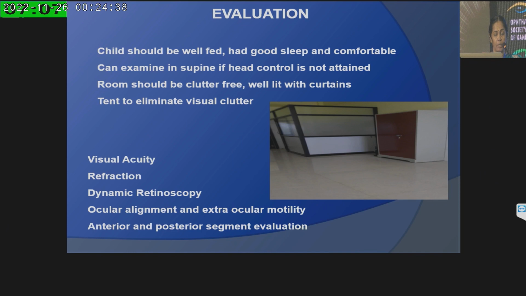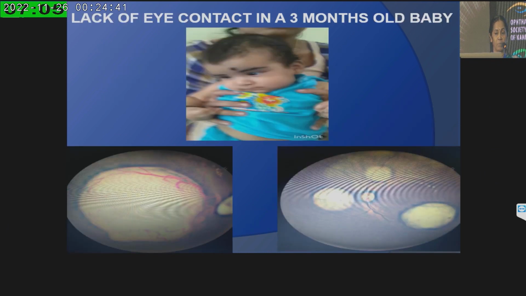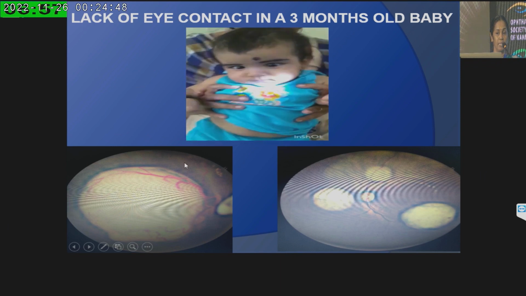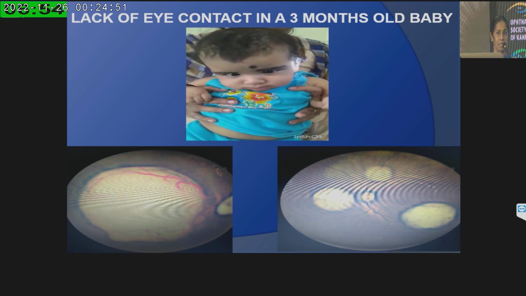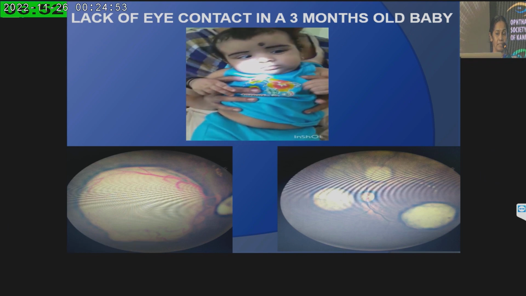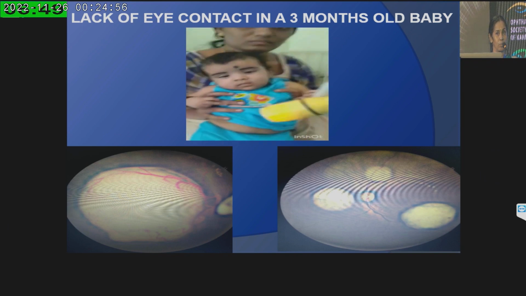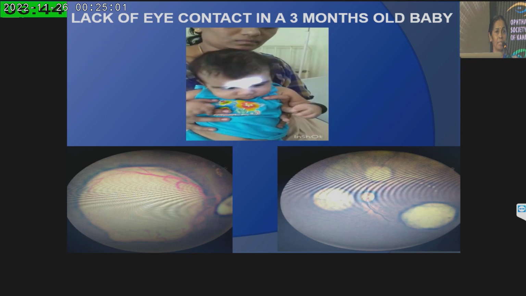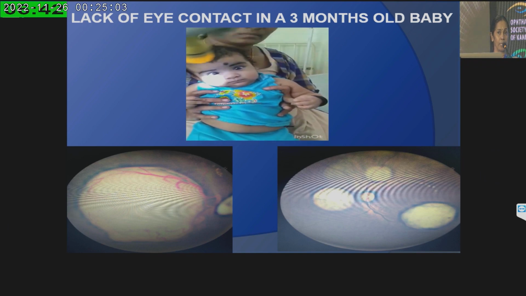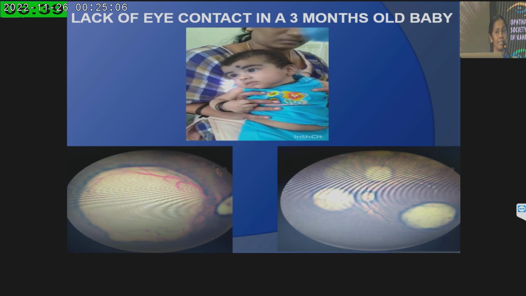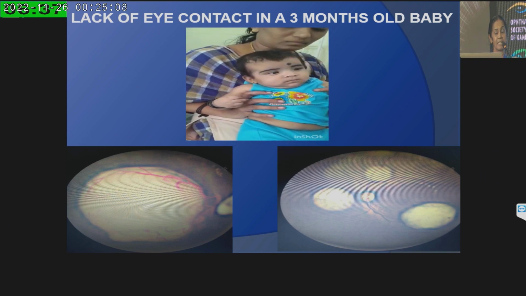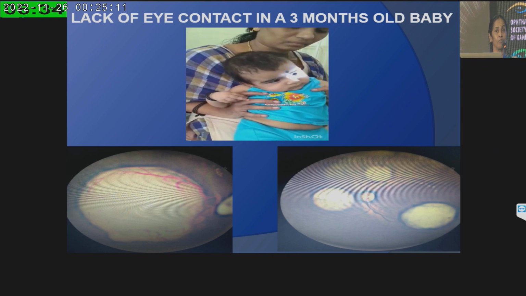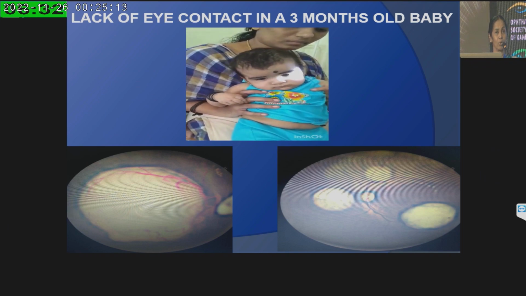Ocular alignment and motility are important, as is anterior and posterior segment evaluation. Sometimes you will get a surprise like this. This was a boy who came to our CVI clinic with lack of eye contact, and when I did a retinal fundus examination, it was a bilateral retinoblastoma. We would have diagnosed retinoblastoma later, maybe after 6 months when the child comes with leukocoria. But because of early diagnosis, we could save the vision in one eye where the fovea is not affected, and the child is now going to school.